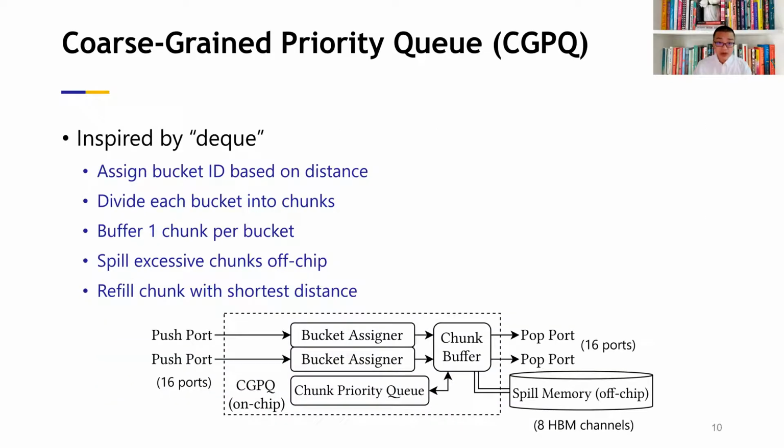Our CGP is inspired by the deque, or double-ended queue, data structure, which is a linked list of fixed-size arrays. Like the deque data structure, each bucket in the CGP is divided into chunks with a fixed compile-time configurable size. Unlike the deque data structure, CGP manages the chunks using a chunk priority queue. Since the size of each chunk can be very large, for example, 1024, the size of the chunk priority queue is much smaller than the capacity of the CGP, so it can fit on chip. The CGP buffers one chunk for each bucket on chip and spills excessive chunks to the off-chip spill memory. The chunk priority queue remembers the location of each spilled chunk so that the chunk with the smallest distance can be refilled from the spill memory when appropriate.